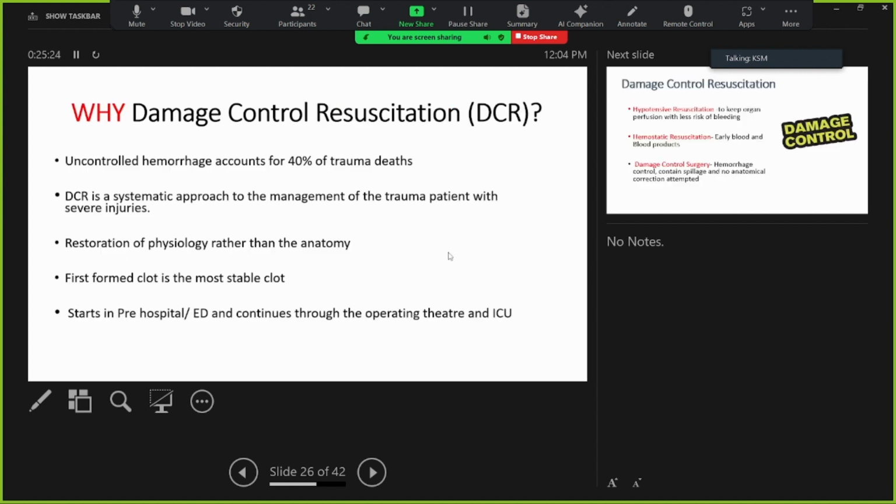Damage control is important because most of the deaths are due to hemorrhage. It is a systematic approach to manage trauma patients with severe injuries, and it emphasizes restoration of the physiology rather than the anatomy. And it believes the first formed clot is the most stable clot, so you don't need to pop that first clot.